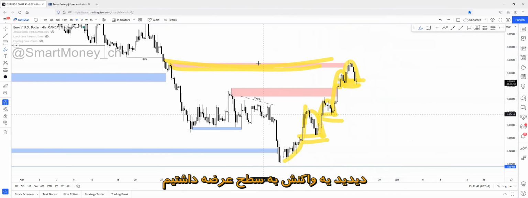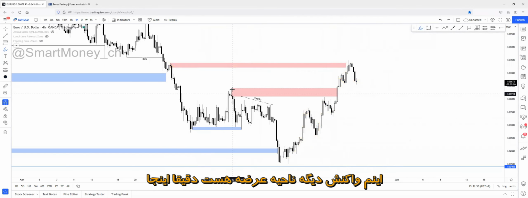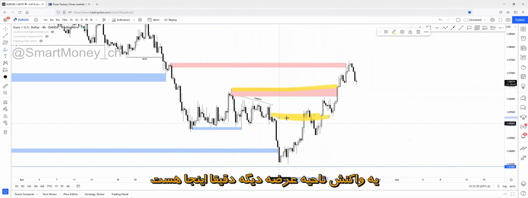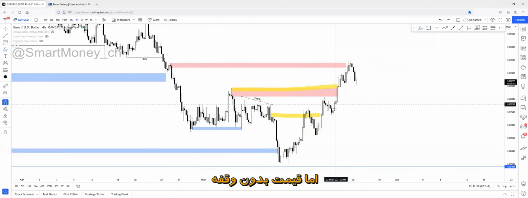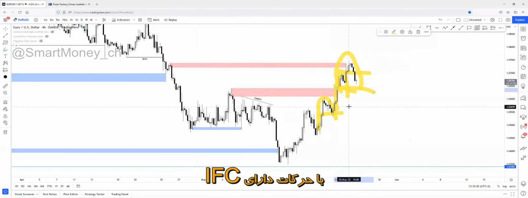And as you can see, of course, there were supply reactions over and over again. There was a supply reaction right here, right here, and right here. But price just continuously kept breaking above these supply zones with inefficient movements.